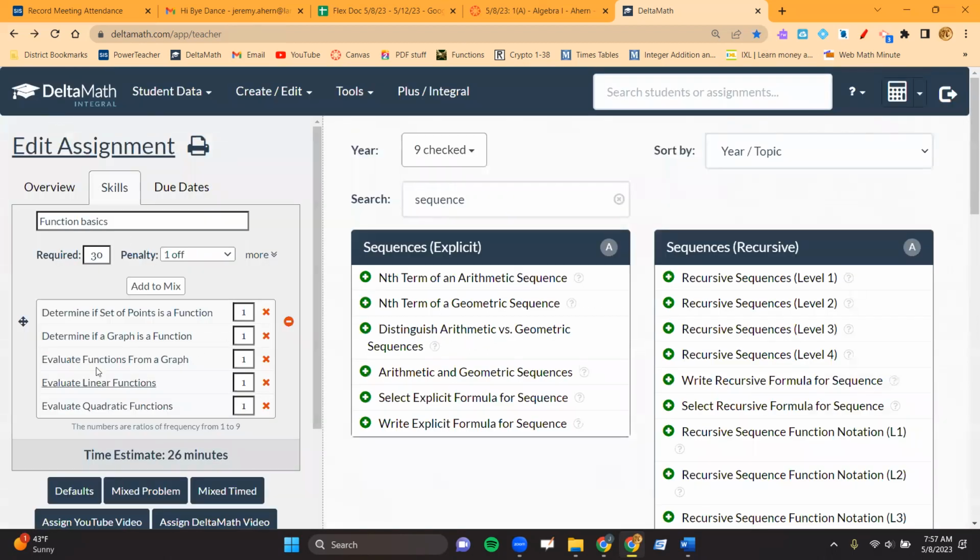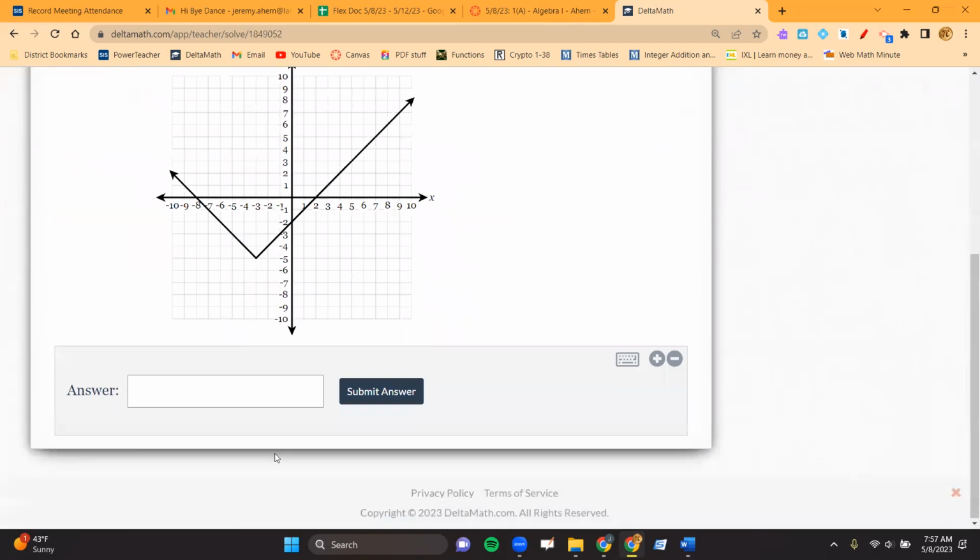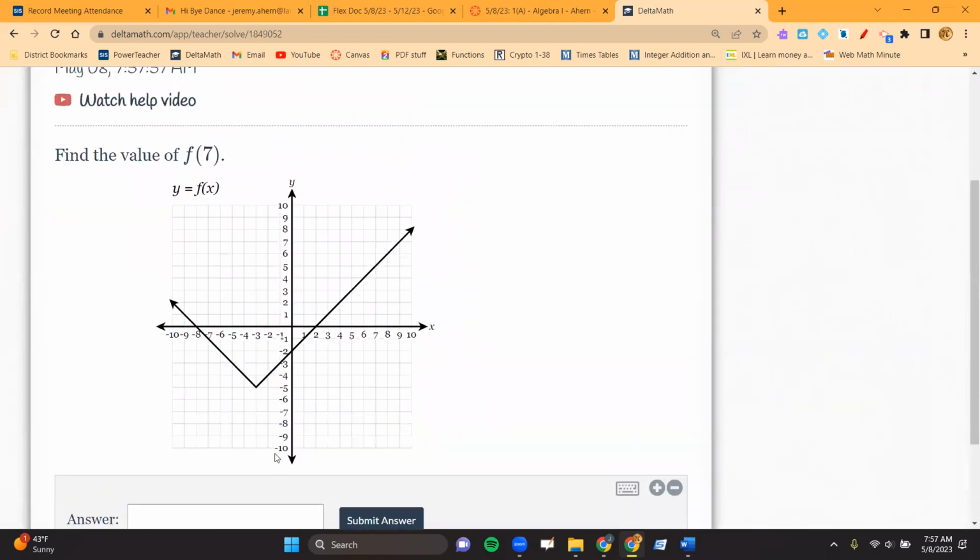Okay. The third section is evaluating a function from a graph. So what they're asking us for is f of 7, and this is the graph f of x. Do you guys remember how to find a function value from a graph? So 7 in this case is what we would call the input. Let me get my writing utensil up here.